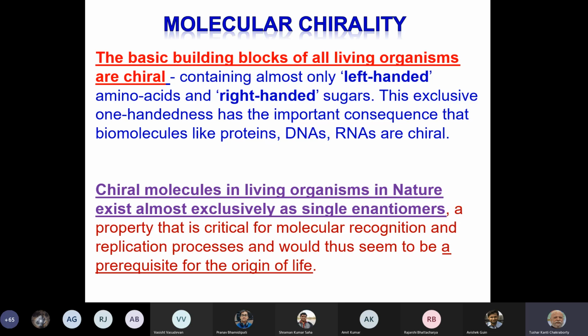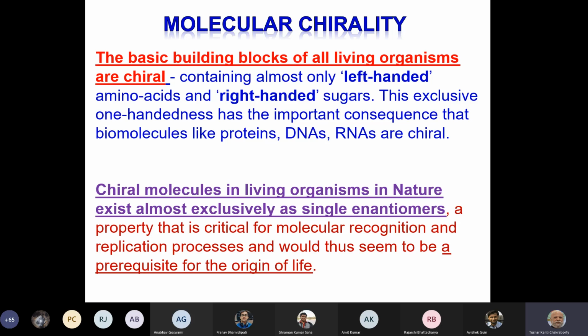For example, all the proteins are made of what we call left-handed amino acids. These are natural amino acids. And what we call right-handed sugars, like D sugars, glucose, pentose, and many other things. So all these molecules are chiral. And chiral molecules in living organisms in nature exist almost exclusively as a single enantiomer. So you don't find its other enantiomer in the body. Suppose you have a protein which is chiral, it has only one enantiomer, in a very pure form.